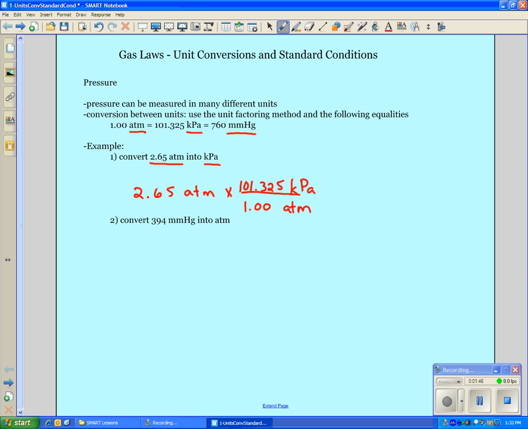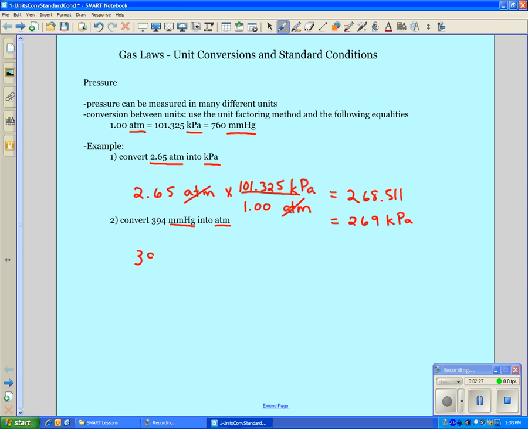So when you do this calculation, you're now going to multiply 2.65 times 101.325 and divide it by 1. And on your calculator, you'll see a number of 268.511. And we want to put that into significant digits. From our question, we have 3. So your answer should be 269. And that's now units of kilopascals. Our atmospheres have canceled.